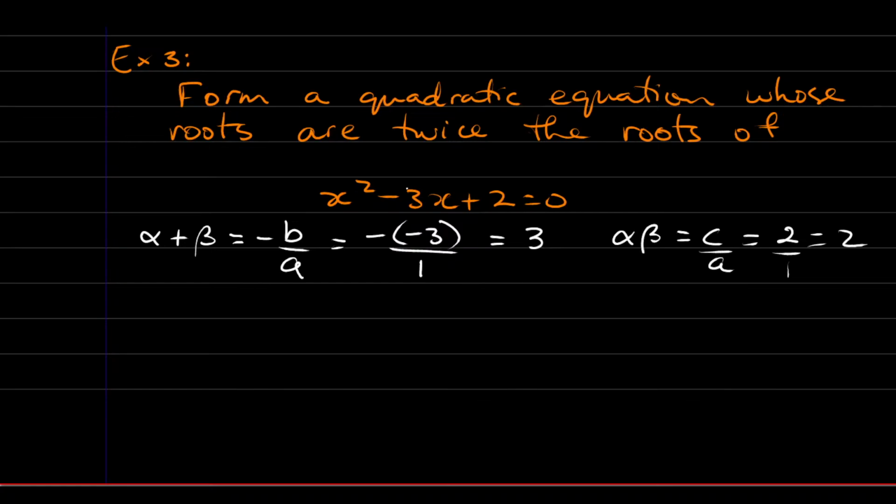Now you can see this right away. If I take the negative of this, that will be my alpha plus beta. And if I take this here, that is the product of alpha and beta. And we can only do that because this value in front here is 1. If it wasn't 1, you couldn't do that. Since it's 1, you can do that. Right? So let's now look for new roots.